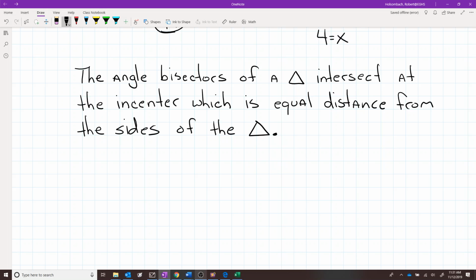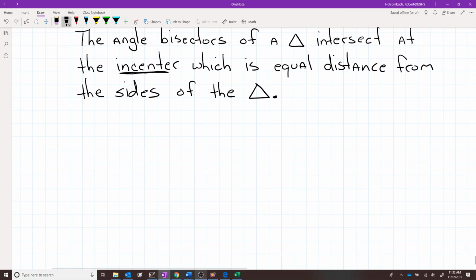So if you're told that a point is the in-center of a circle, it means that all of the angle bisectors meet there. And it also means that that point is the same distance from the three sides of the triangle. So let's look at a problem on page 328.